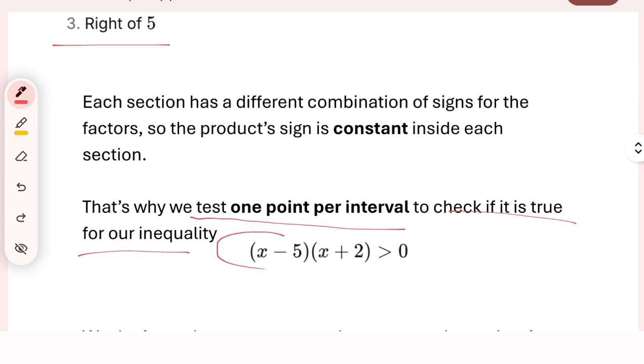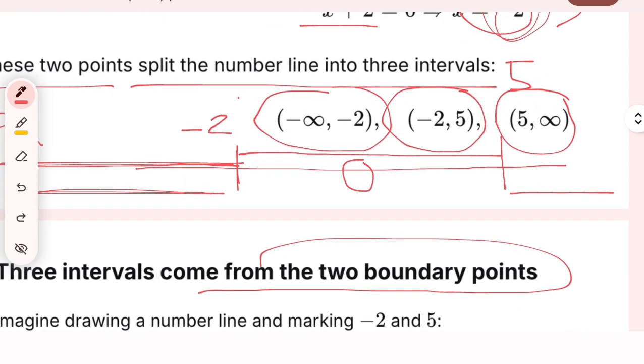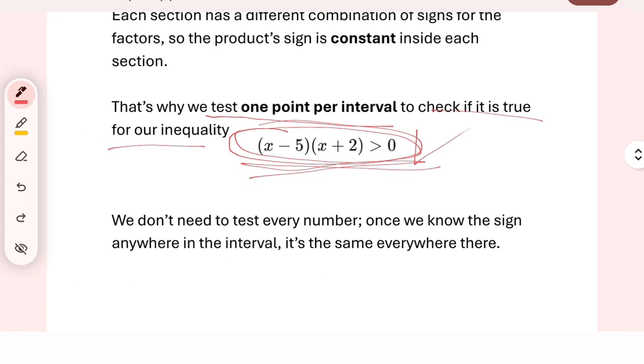This is the original inequality, right? We will now test each interval, to see if each interval would indeed satisfy the original inequality. Remember the three intervals? These are the three intervals. We will test each one and check if it would satisfy the original inequality.